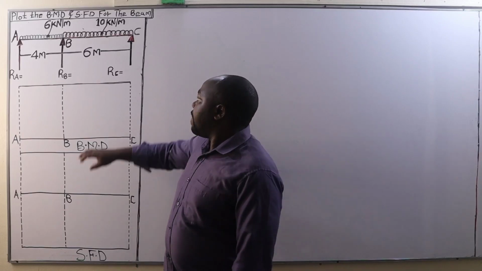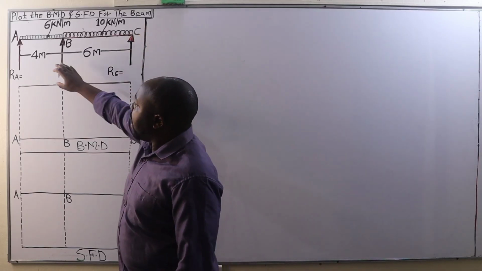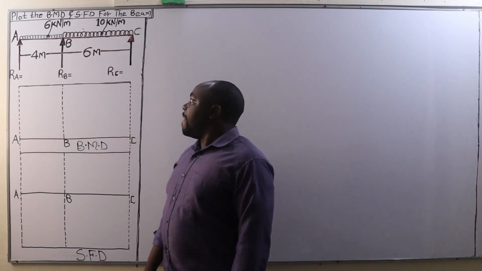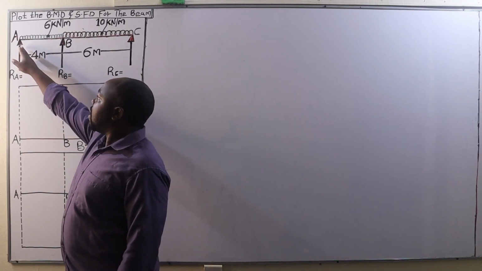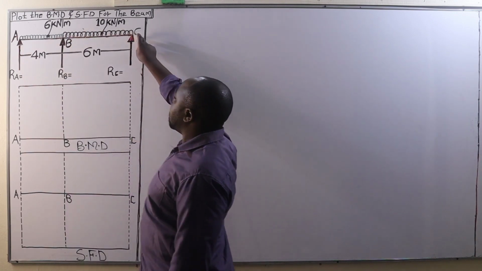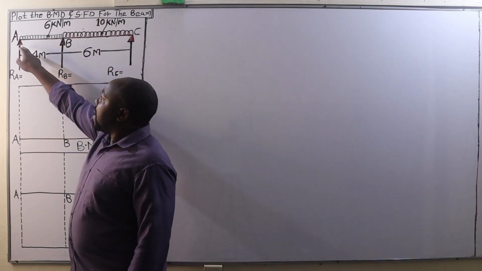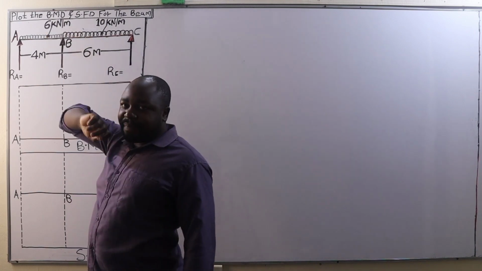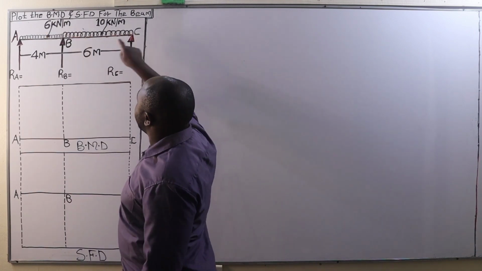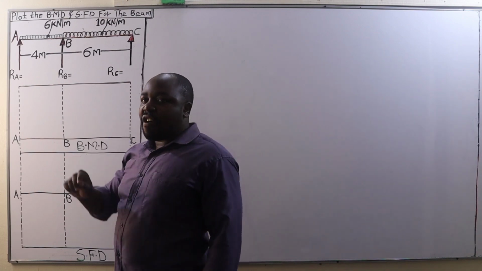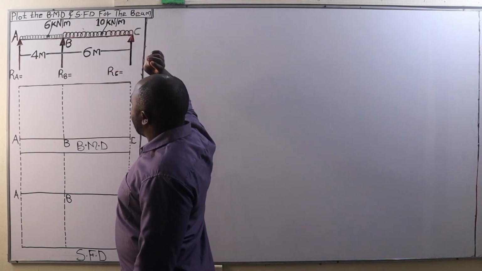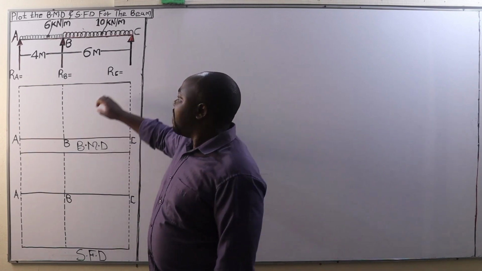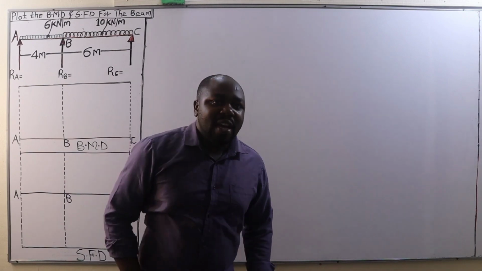Today we are given a continuous beam carrying a uniformly distributed load over the whole of its span. This beam is supported on the supports A, B as well as support C. Between span AB we have a U.D.L of 6 kilonewtons per meter, and between span BC we have a U.D.L of 10 kilonewtons per meter. We are supposed to plot the B.M.D as well as the S.F.D for this continuous beam.